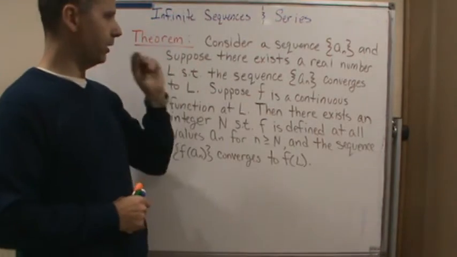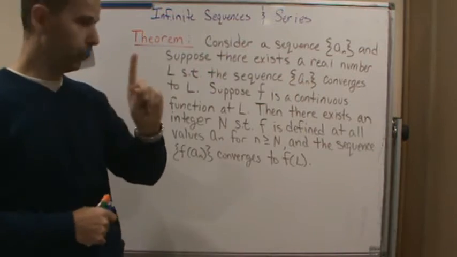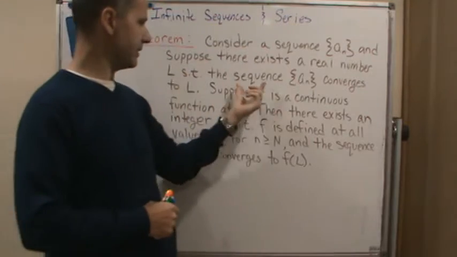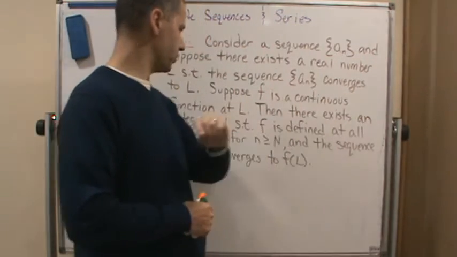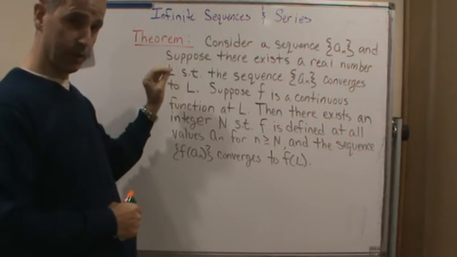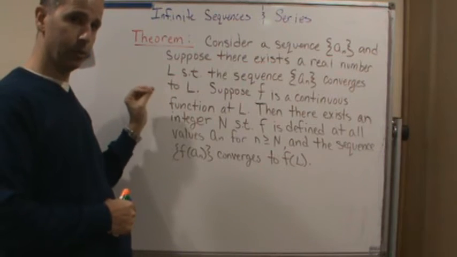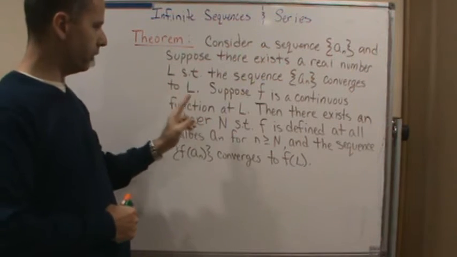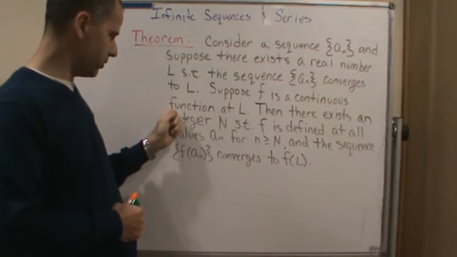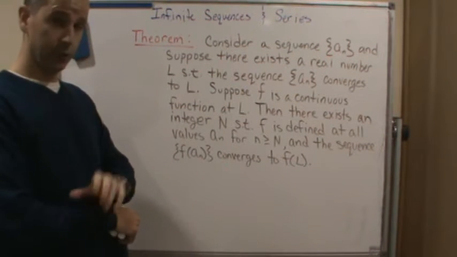It says, consider a sequence a sub n, and suppose there exists a real number L such that the sequence converges to L. Okay? So again, we're starting with an assumption that we have a sequence and that sequence converges to a number L. Further, suppose that f is a continuous function at that limit L. Okay, so those are the two assumptions.